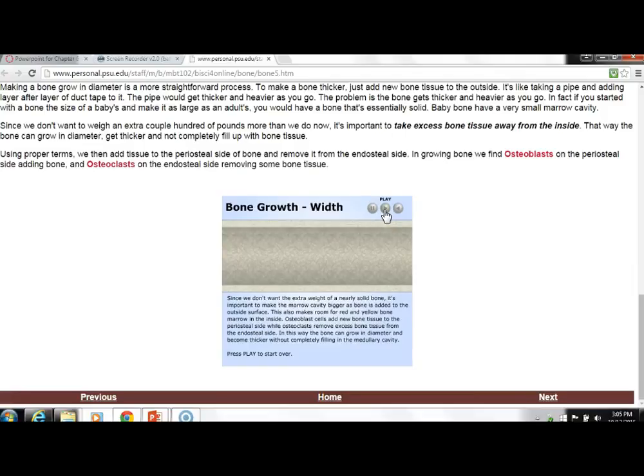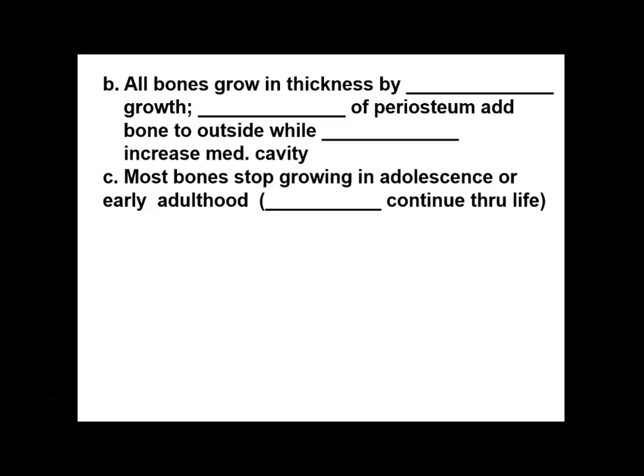So each time we make the bone thicker, we have to make the medullary canal bigger as well. So osteoblasts make it thicker. Osteoclasts increase the size of the medullary canal so we don't have these huge bones that our muscles have to try to move around. So all bones grow in thickness by appositional growth. We have osteoblasts of the periosteum increase bone on the outside, while osteoclasts increase the size of the medullary canal.